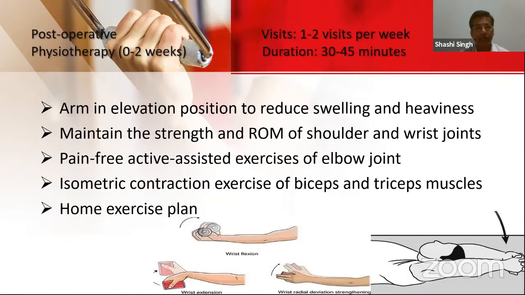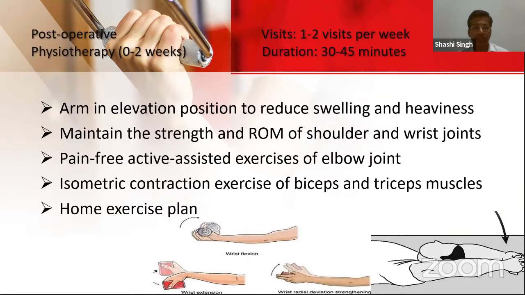I started the treatment by advising him how to keep the arm and elbow in a position to reduce the swelling and heaviness. Just keep the arm in an elevated position so that the swelling reduces by means of gravity. Since the shoulder and wrist joints are not involved, right from the 5th day I started strengthening exercises for both joints. For the elbow joint, we did pain-free active assisted exercises. The pain score is usually 4 or 5 out of 10. This is the pain score we can go with the movement.